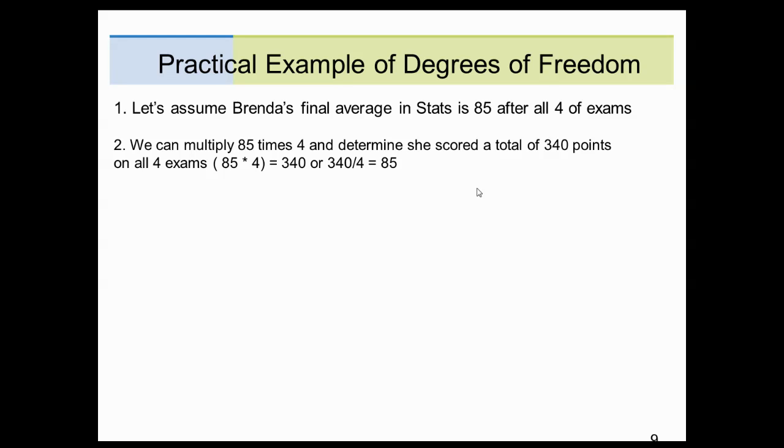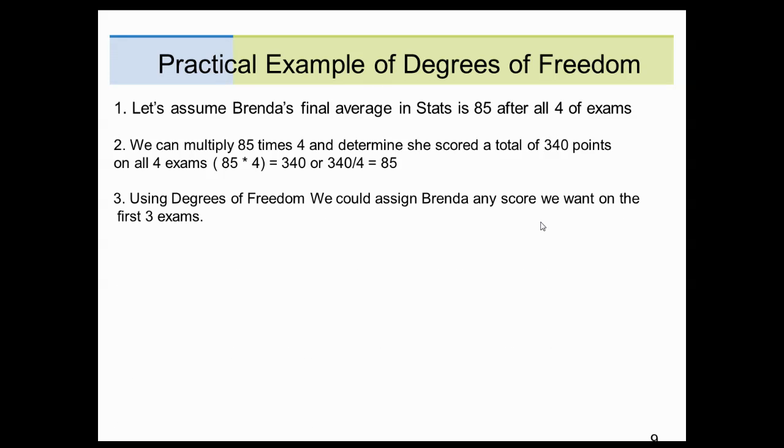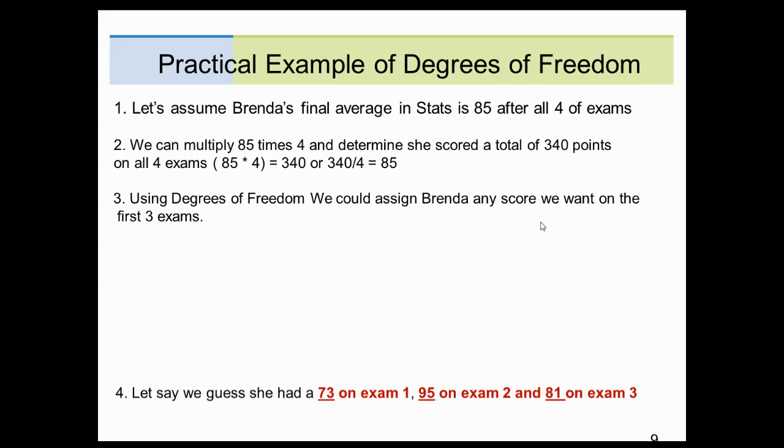4 times 85 is 340, or if I take the total number of points, 340, and divide it by 4, there's her average, 85. All right. Using the degrees of freedom, we could assign Brenda any score we want for her first 3 exams.